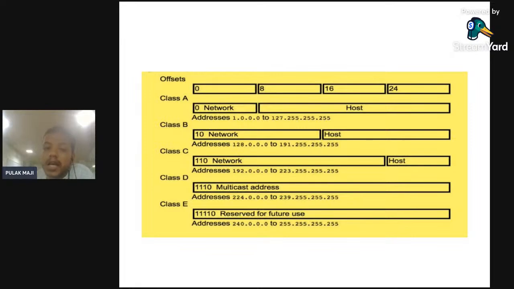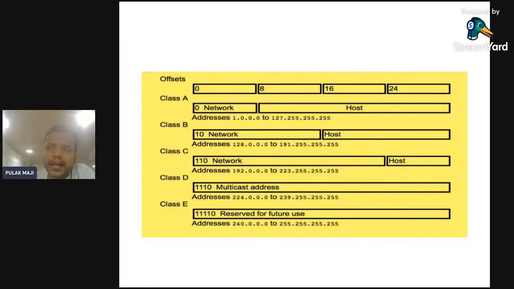192 to 223. So if any value belongs to the range 128 to 191, suppose one of the IP addresses is 140.10.20.3, by looking only at the first octet, what is the first octet value? 140. So 140 belongs to which range? Class B, because its range starts from 128 and ends at 191. So I can easily say that 140.10.20.3 belongs to class B. Similarly for class C, the range of the IP address is 192 to 223.